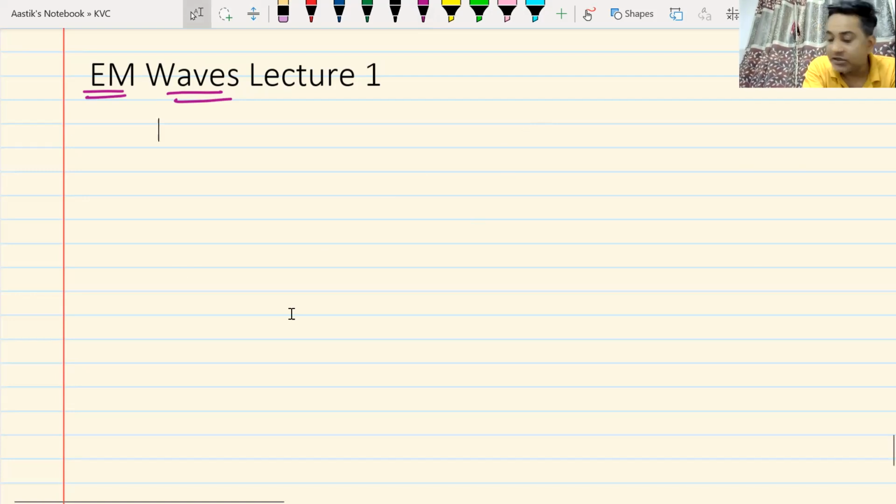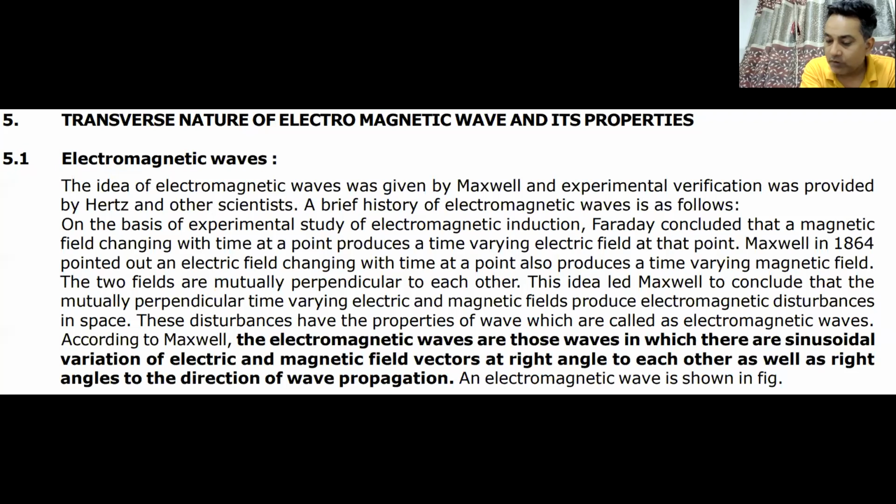We had ended that discussion with the concept that an EM wave is nothing but a combination of electric and magnetic fields, and now we are going to see that happening. This is a screenshot of your sheet that I'm going to show you. Transverse nature of electromagnetic waves and their properties. This is how I start this chapter. Electromagnetic waves: the idea was given by none other than Maxwell.